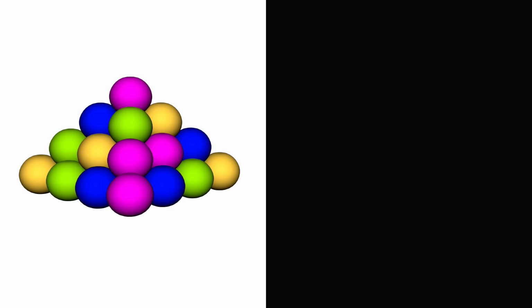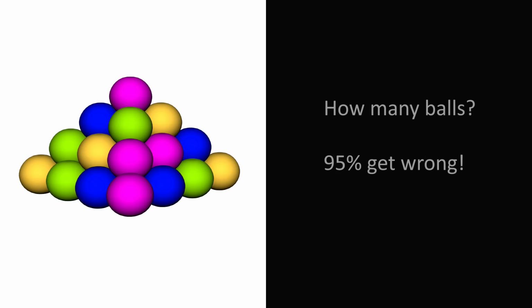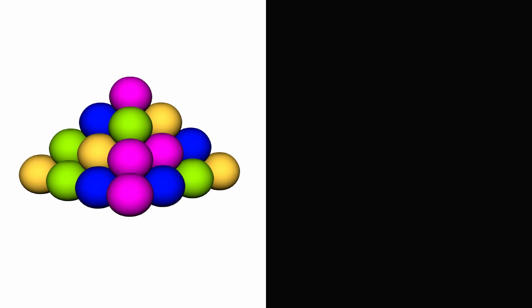Puzzle 5. Here's an interesting visual puzzle. We have balls arranged in 4 different layers in a pyramidal shape. How many balls are in the picture? They say 95% of people get this wrong. So let's take a closer look at the picture.